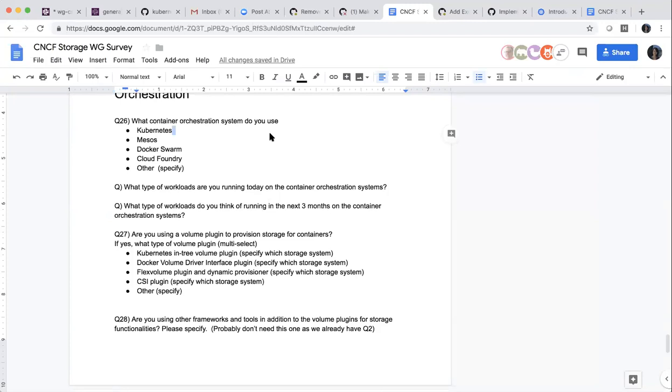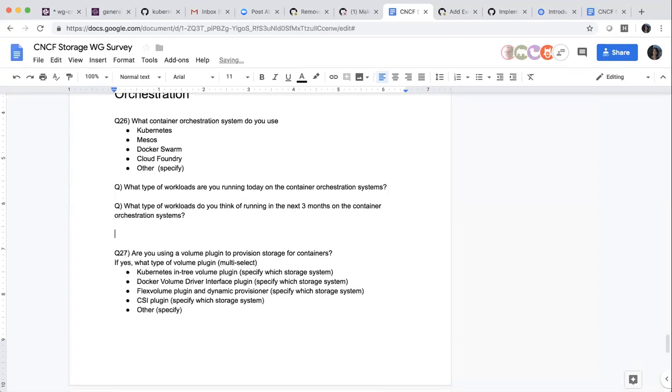So maybe we phrase the question as, what types of workloads are you running on the container orchestration system, and then have another question to say, what workloads are you consuming from the container orchestration system, or something like that. So we sort of differentiate what they're consuming externally to Kubernetes.